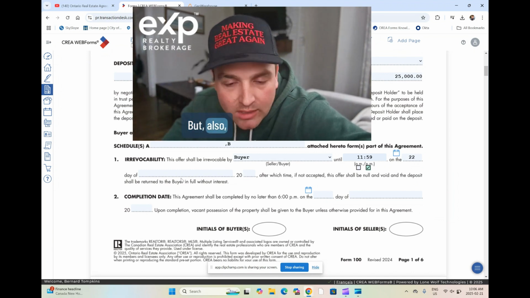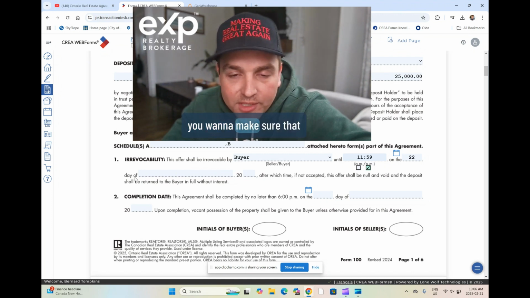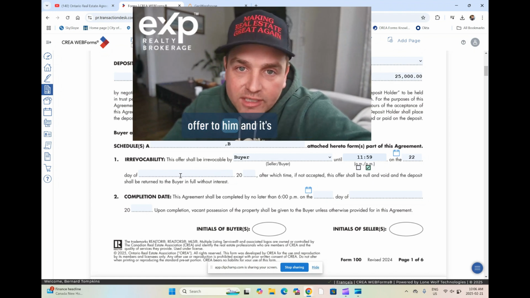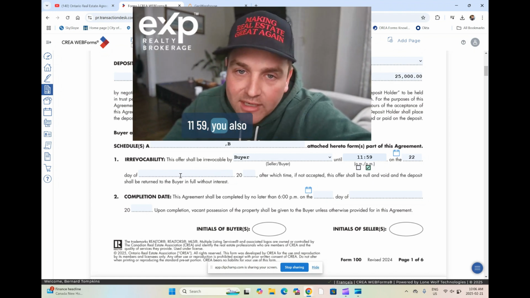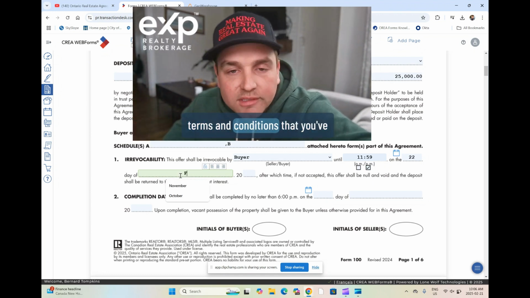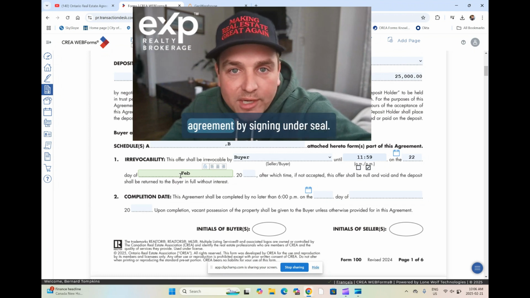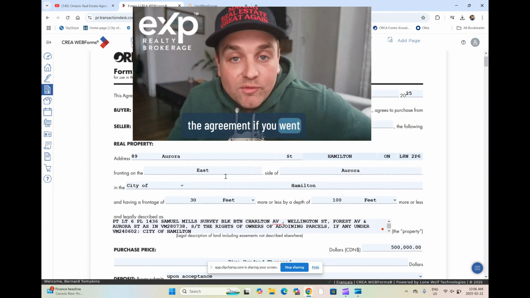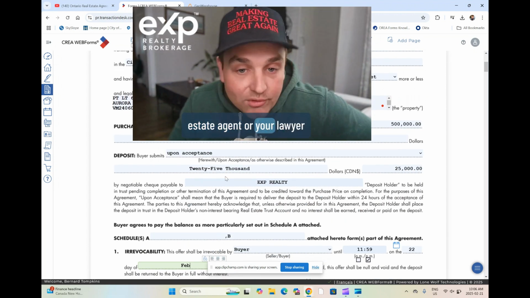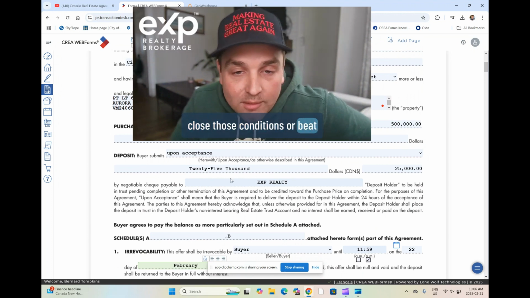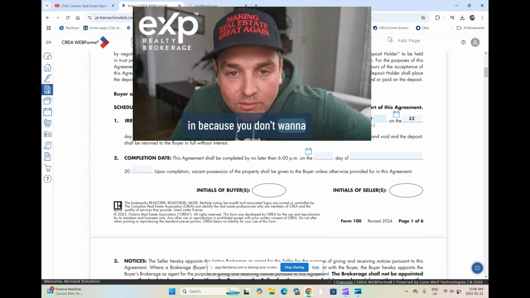But also, as the buyer, you want to make sure that you're happy with that offer when it goes out, because once you send that offer to him and it's irrevocable by tomorrow at 11:59, you also can't take it back. So if he signs that offer, you're bound by those terms and conditions that you've agreed to in that agreement by signing under seal. So you just want to make sure that you're comfortable with the agreement if you went over it with your real estate agent or your lawyer, to make sure that you are going to be able to close those conditions or meet the timelines that are stated in, because you don't want to end up in a court battle for sure.